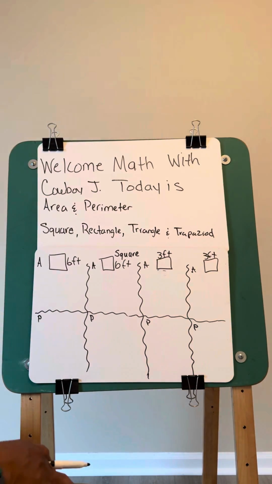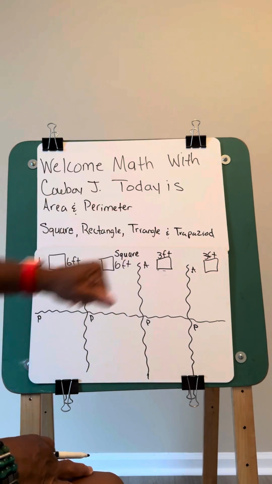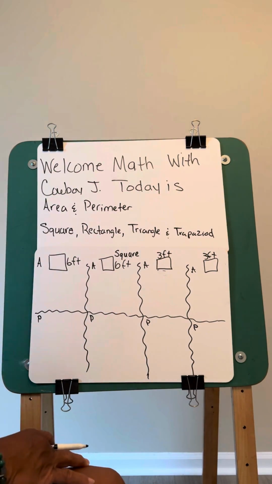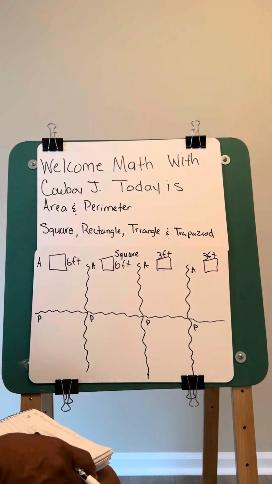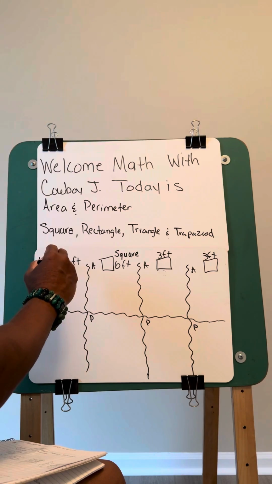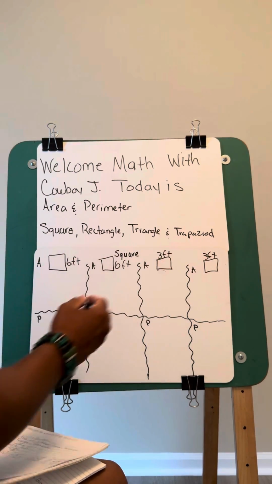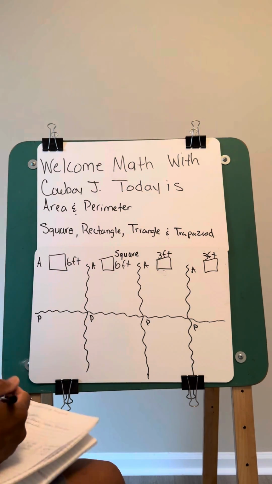Today is area and perimeter of a square, rectangle, triangle, and trapezoid. So some of these come with formulas, and I break them down in different ways for you to understand. Area means inside, so we want the space inside. We're measuring the space inside. Perimeter means outside, the distance around a shape.